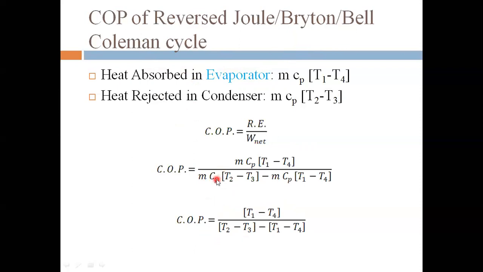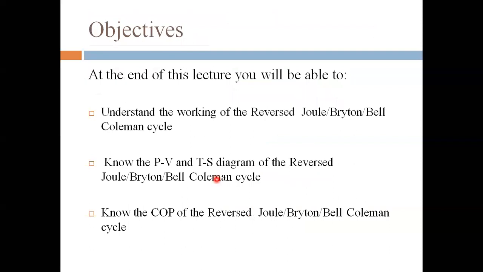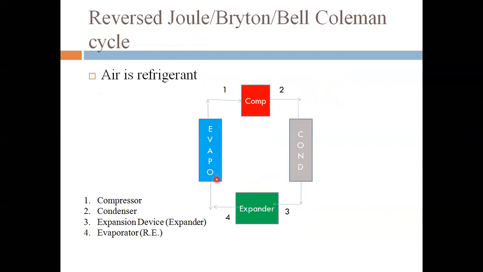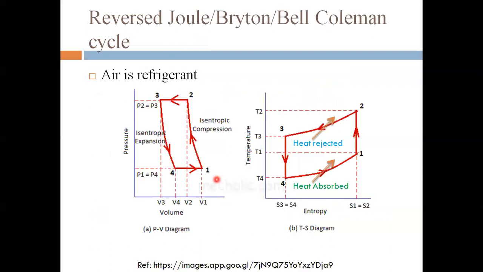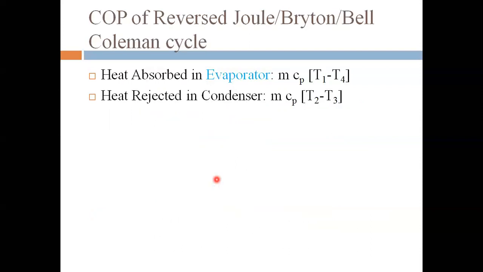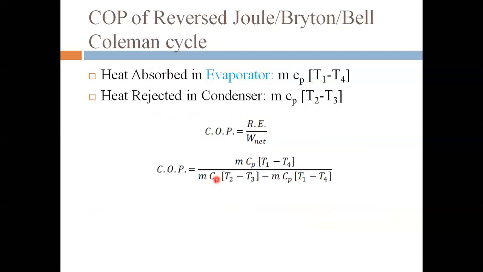So that is all about the reverse Joule, Brayton and Bell-Coleman cycle. In this lecture we discussed the working of the Bell-Coleman cycle, its PV and TS diagram, and at the last, we derived the COP of the reverse Joule cycle, also known as the Bell-Coleman cycle. Thank you.